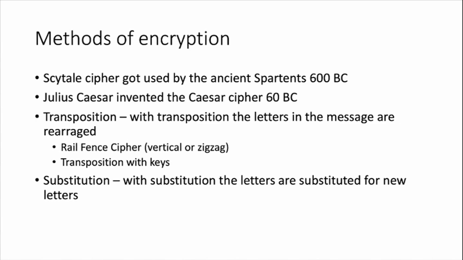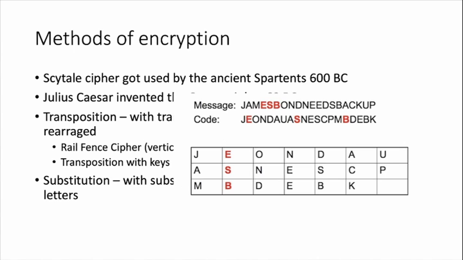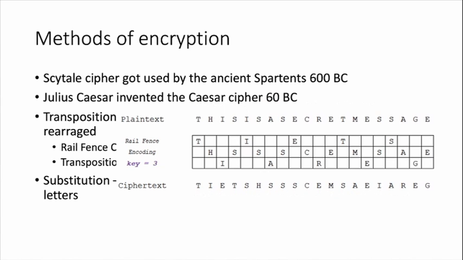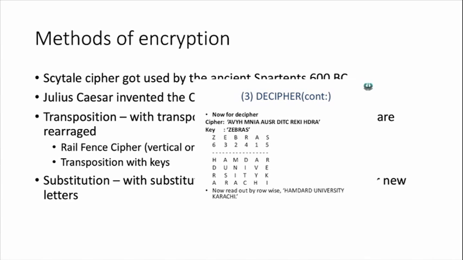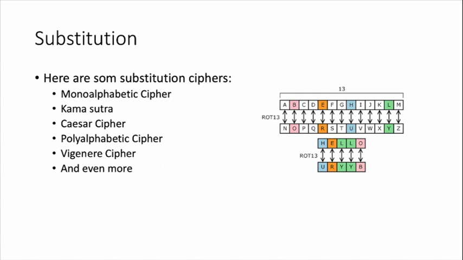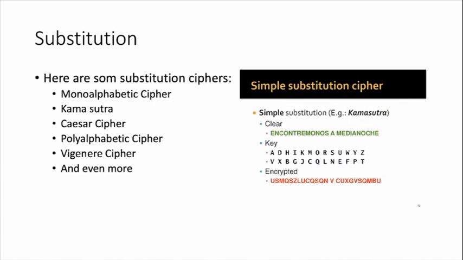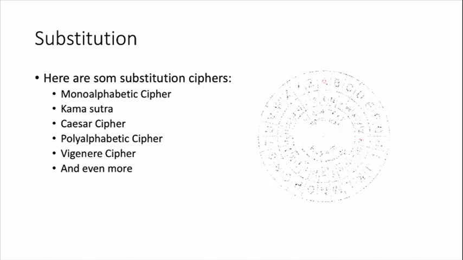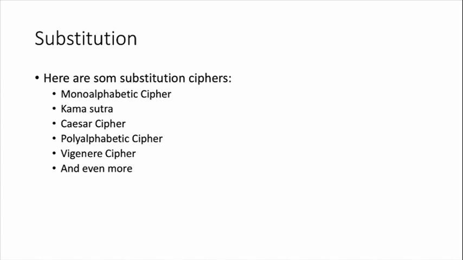In transposition, the letters in a message are rearranged, creating an anagram of the original message where only the sender and receiver know the system of rearrangement. Some well-known transpositions are the Rail Fence cipher, either vertical or zigzag, and the transposition with keys. In substitution, the letters from the original message are changed for new letters from some cipher alphabet. Some well-known substitutions are the monoalphabetic cipher, Kama Sutra cipher, Caesar cipher, polyalphabetic cipher, and the Vigenère cipher.